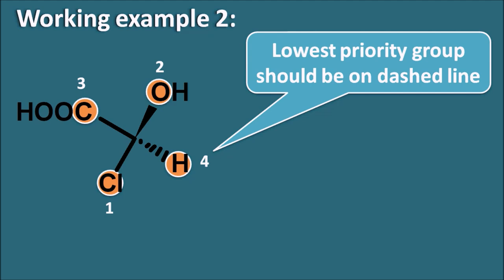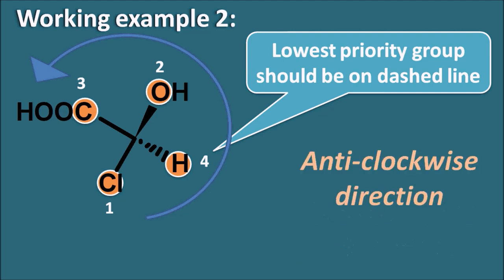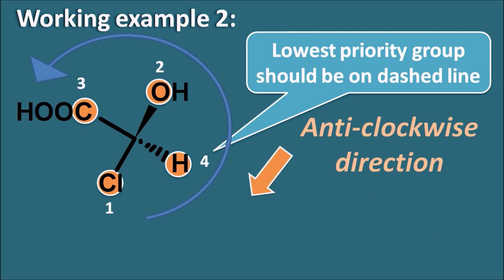Now we have to travel from 1 to 2 to 3. Here you can observe that while we travel from 1 to 2 to 3, we jump over the 4. So we have to remember that while traveling from 1 to 2 to 3, we can skip the 4 in between. Now this direction is again anti-clockwise, so the configuration is S. So while giving the R and S configuration to the solid wedge and dashed line, after giving the priority order, we have to check that the lowest priority group is on the dashed line.